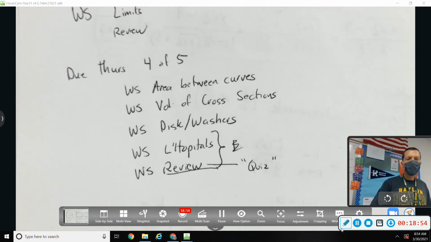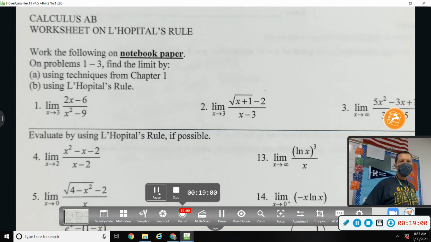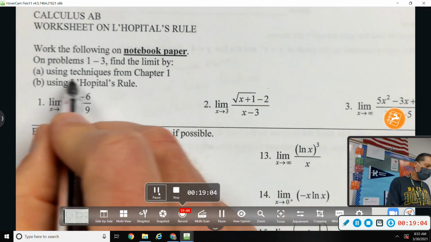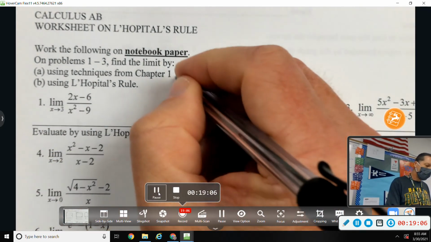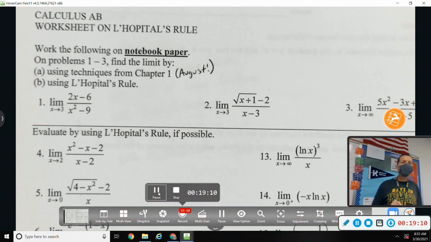Let me pass out the limit worksheet and give some hints on it though. All right, look at the directions first of all. On 1 through 3, find the limits using techniques from chapter 1, AKA algebra tricks. And then part B, do the same thing but with L'Hopital's rule, and you should arrive at the same answer.